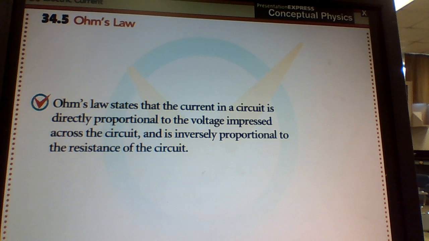I personally prefer a mathematical algebraic readjustment of this law to V equals IR, voltage equals current times resistance, but that's me. The book has always liked to do this thing with directly proportional, inversely proportional, which is fine. But again, the direct proportion just tells us that voltage is on top, and the inverse proportion of the resistance tells us that it has to go on the bottom when comparing it to the current. So again, current equals voltage divided by resistance, or I equals V divided by R.